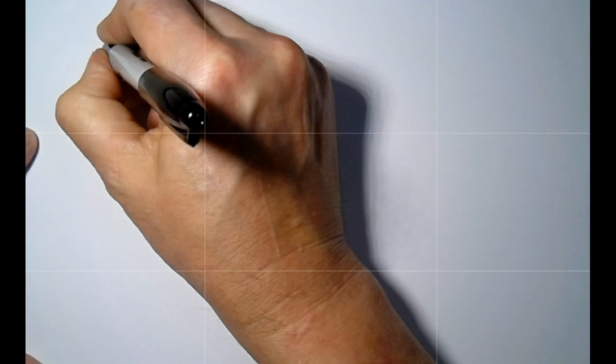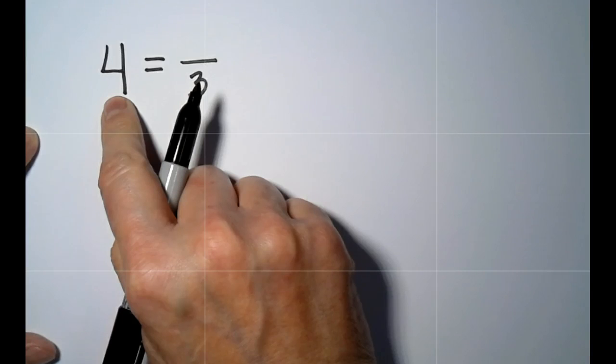So let's say we wanted an improper fraction with a denominator of 3. How many thirds is 4 wholes? Okay, and we said, well, every time we have 3 thirds, that makes 1 whole. So we have 4 wholes. So that would be 3, 6, 9, 12. So 4 is 12 thirds.